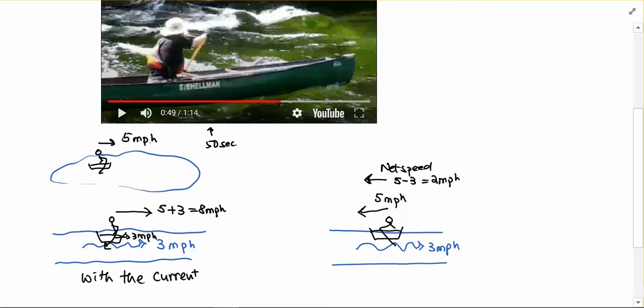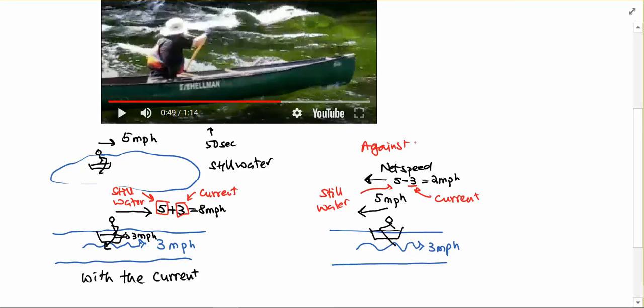So this speed here is called still water. With the current, it's the still water speed added to the speed of the current. So this is still water plus current. This is still water minus current when you're going against.